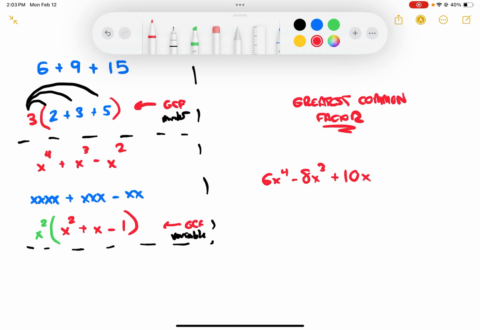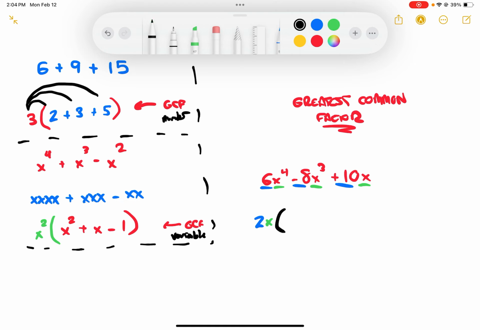So how would we go about this? Well, first, we need to see if there's a greatest common factor of the numbers. So looking specifically at 6, -8, and 10, is there a greatest common factor? Well, that would have to be 2, because 2 is the largest number we can think of that goes nicely into 6, -8, and 10. Then we look at the variables, x to the fourth, x cubed, and x. They all share a variable, so I can factor out a variable. Which one has the smallest exponent? That would be x to the power of 1. So in this case, the greatest common factor would be 2x.